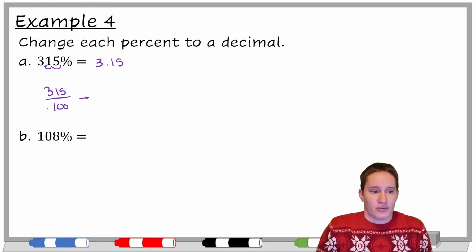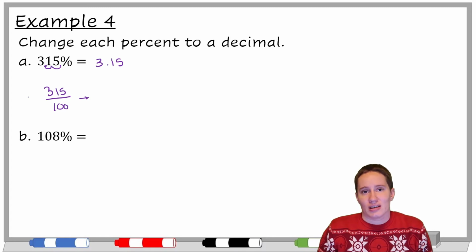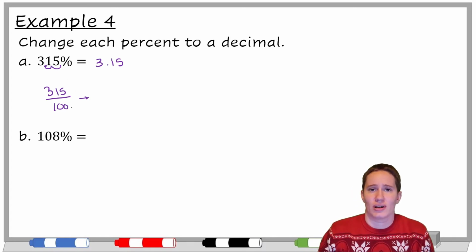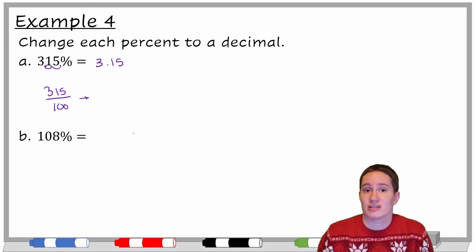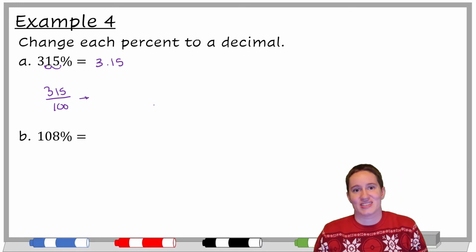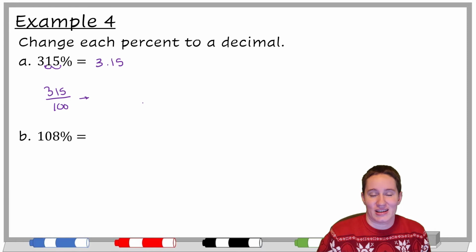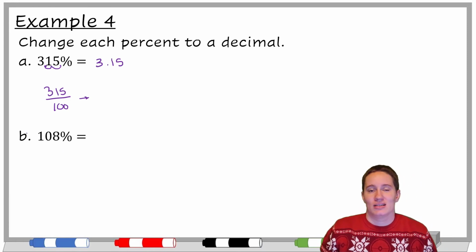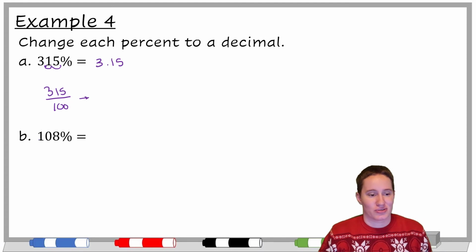So if we don't remember that and we go the route of saying 315 over 100, well, then we're thinking, how do I divide 315 by 100? What does that do to 315? And essentially what it does is it moves the decimal to the left 2 places. That's why that's the rule that's happening. So yeah, hopefully you memorize the rule there. So for B, 108, we just want to move the decimal over 2 places. So this would be 1.08.